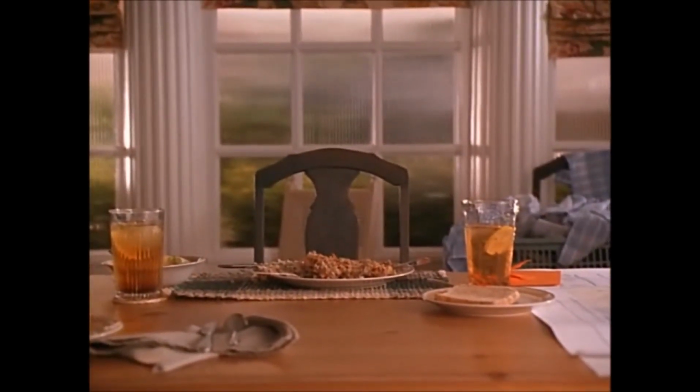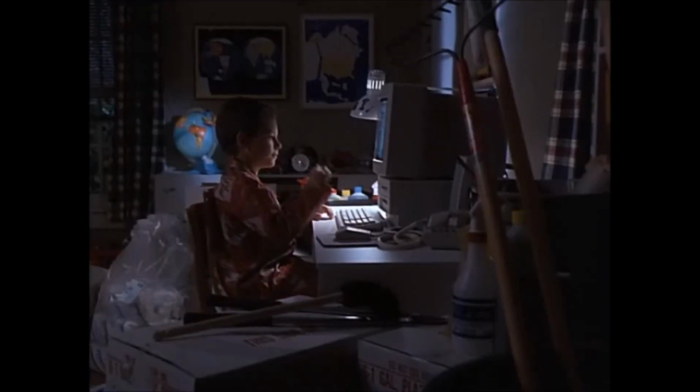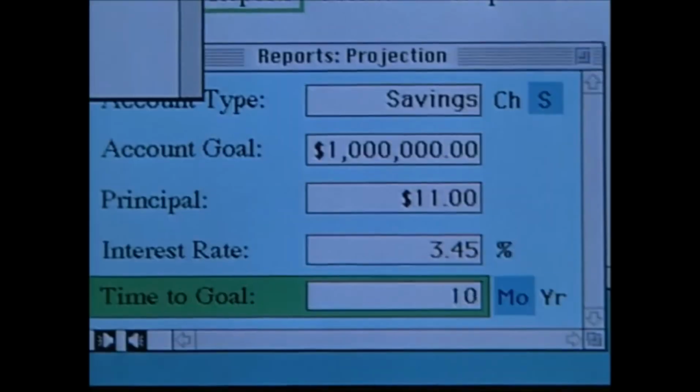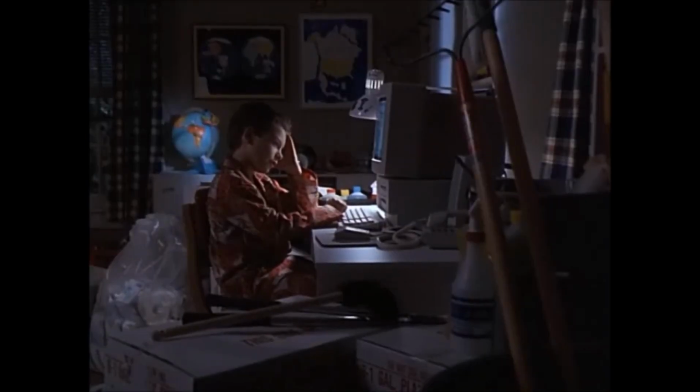Preston? Preston? $11 at a 3.45% interest. Your account will reach $1 million in 342,506 years. I'm stuck here forever.